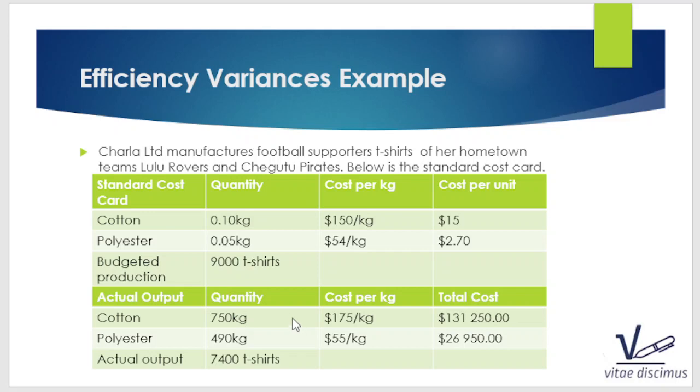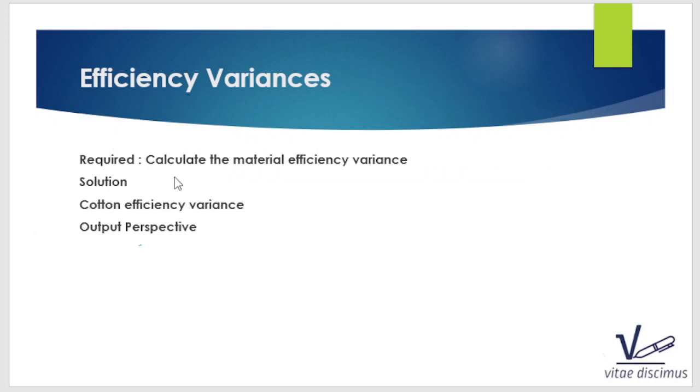Now, each kilogram of cotton came in at a cost of $175 a kilo. In total, it was $131,250. Then in terms of polyester, it was $55 a kilo for each of those 490 kilos, and it came in at a total cost of $26,950. So actual production was 7,400 t-shirts. So yes, there are differences there. Now we want to calculate the efficiency variances.